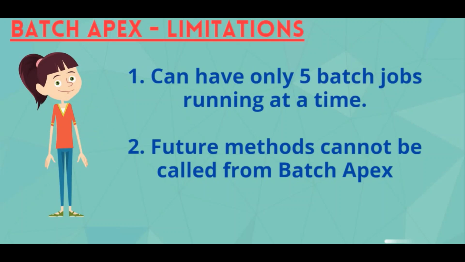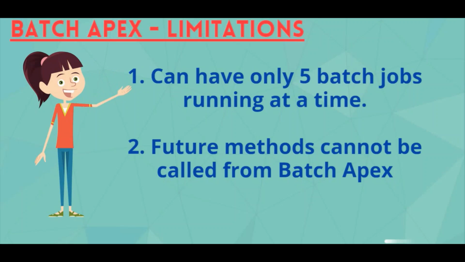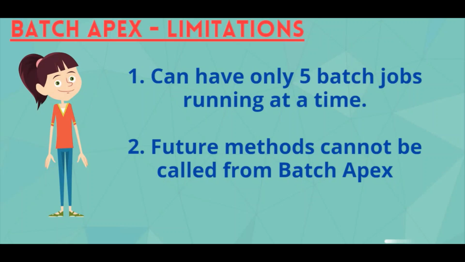Okay, now we'll see the limitations with batch class. At a time there can be only 5 batches running at the same time. So let's say you have scheduled multiple jobs at any point of time, there should be only 5 batch jobs running in parallel. The second limitation is future methods cannot be called from batch Apex.